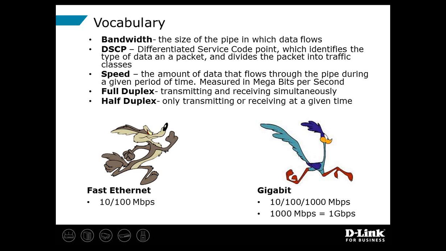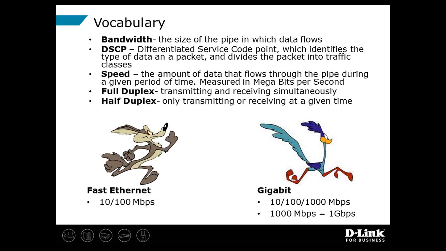DSCP is the differentiated services code point. Basically, that's telling you how it's going to handle the traffic. You're putting your traffic in different classes. The speed is important. So look down to the left at Wiley, our friend Wiley, and look to the right there at our friend the Roadrunner.